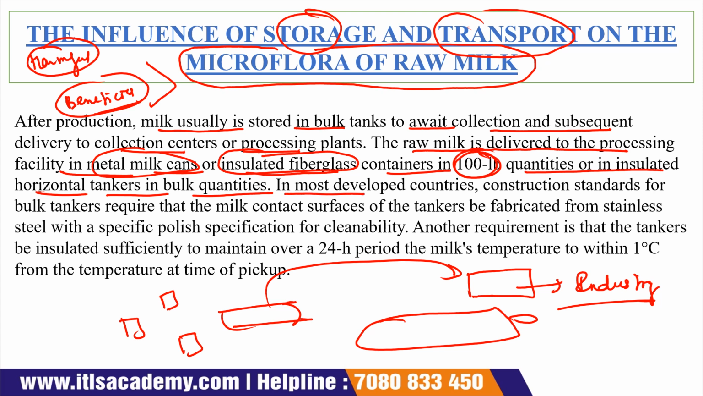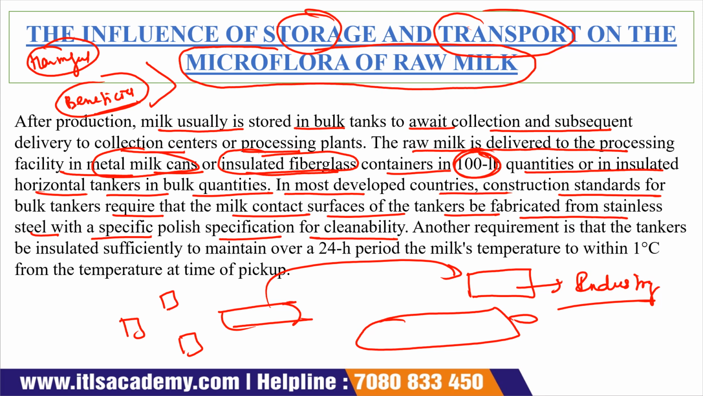In most developed countries, construction standards for bulk tankers require that the milk contact surface of the tanker be fabricated from stainless steel with a specific polish specification for cleanability. So for bulk tankers, there is a standard for their construction. Their surface should be smooth, fabricated from stainless steel, and polished with a specification for cleanability.